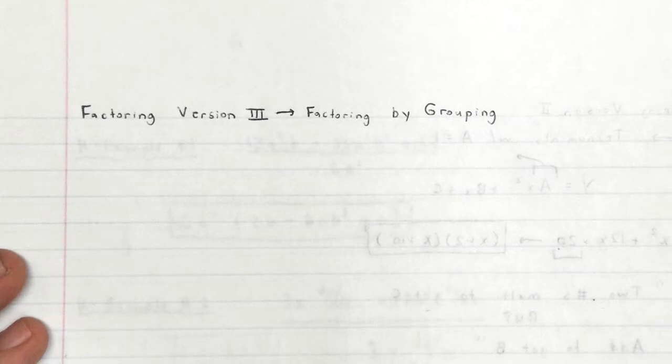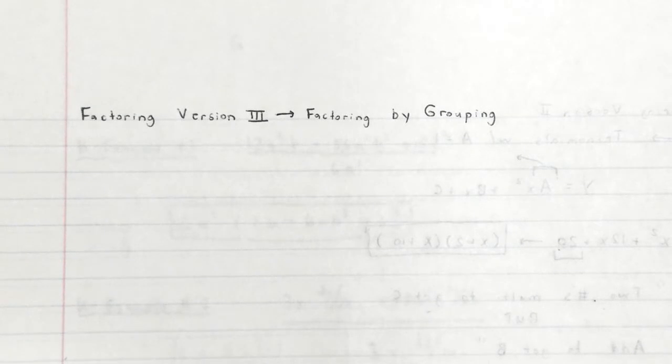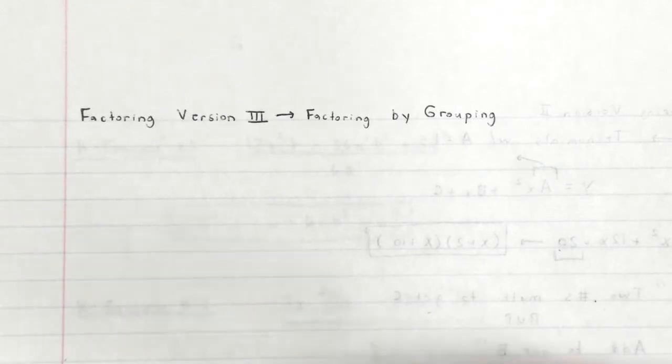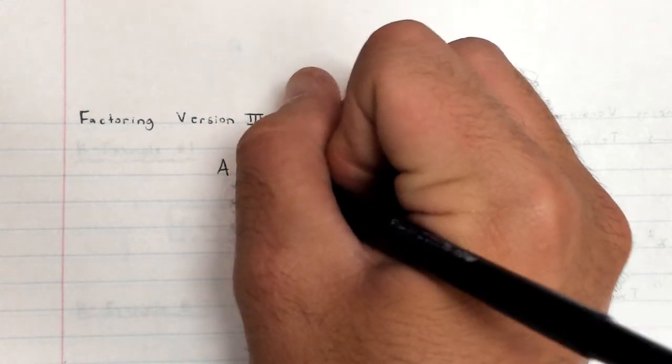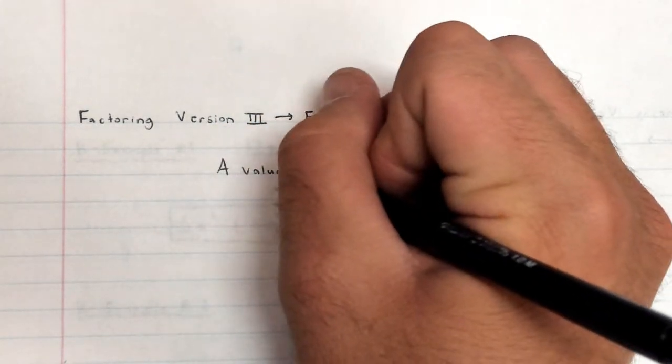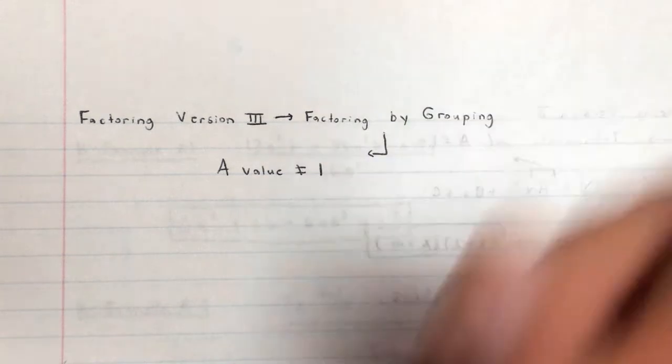It's the easiest way that we can get this job done without having to do a bunch of guess and check work. Now, I do know a version of this where you can just sort of guess and check and sort of reverse FOIL, which we might talk about later, but I want to give you the tried and true method that always works so that you can use it. We use this when I have an A value that is not equal to 1.